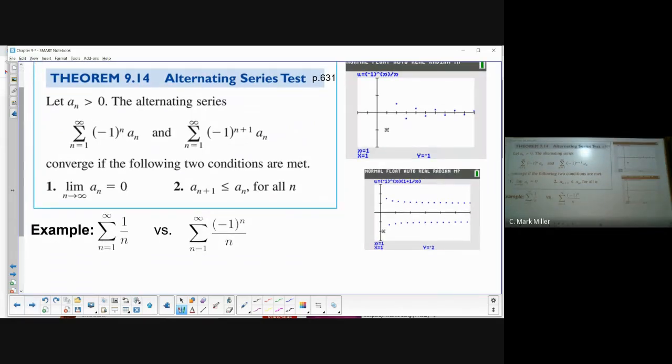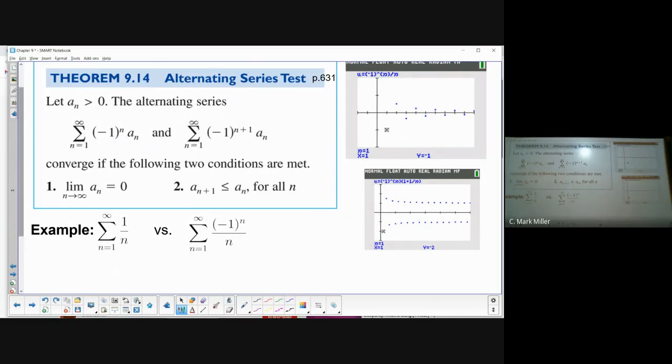These converge if the following two conditions are met. And you've got to know these conditions. Number one: the nth term without the minus 1 to the n, the an part, has to go to 0. Must. Because if it doesn't go to 0, if it goes to say 1, it's going to be plus 1, minus 1, plus 1, minus 1, plus 1, minus 1, which doesn't converge.